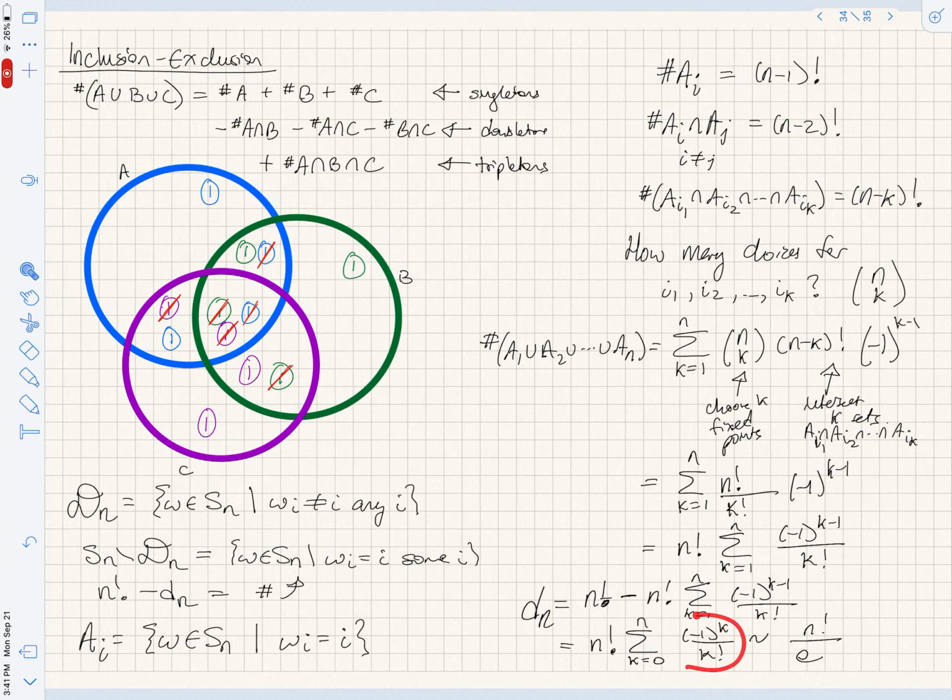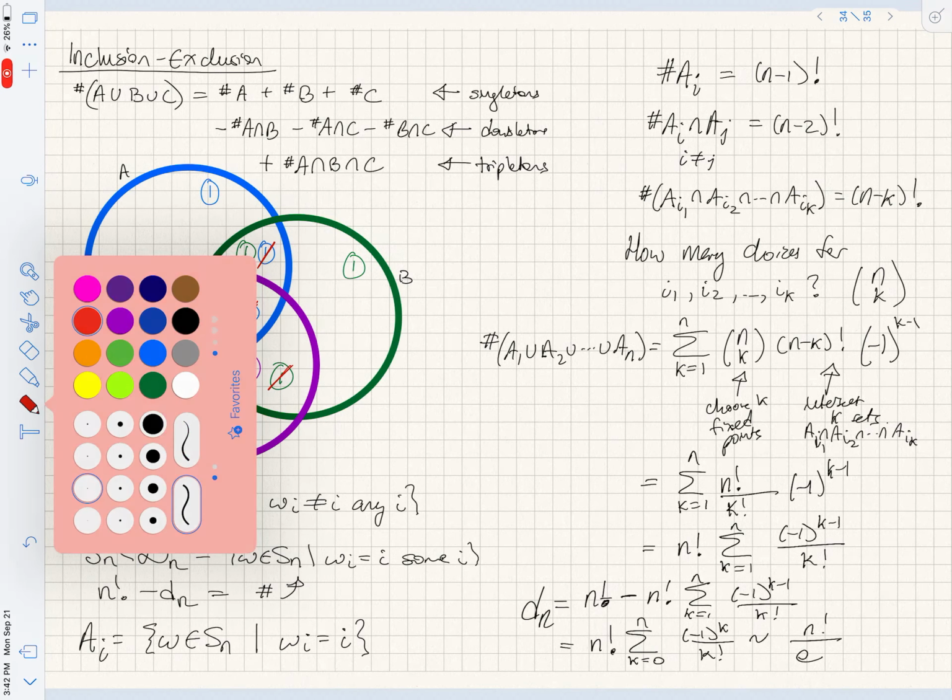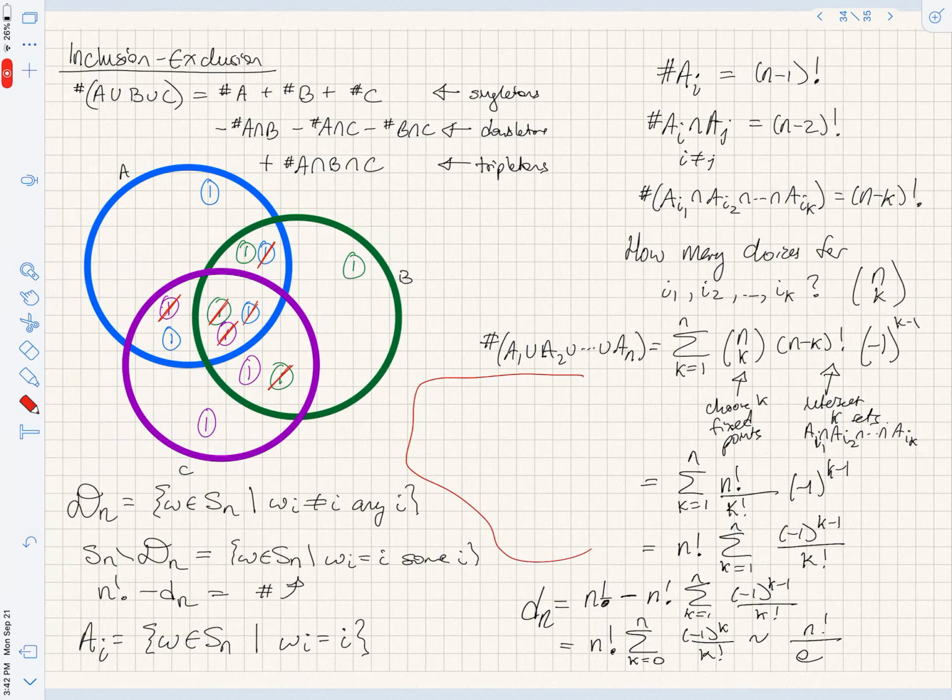So basically, this is the Taylor series for e to the minus 1, because we have minus 1 here. And so 1 over e is about a third. So if you just take n factorial divided by 3, that's pretty much the derangement numbers. And let's see if that meshes. Let's just really throw caution to the wind and draw a little table in here.